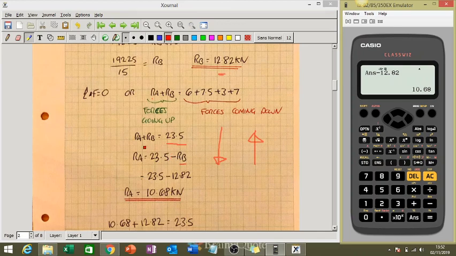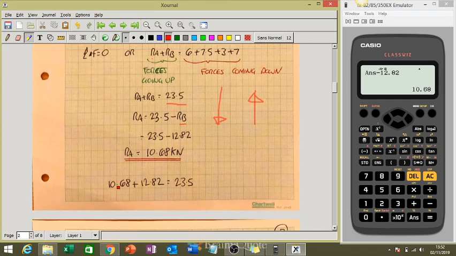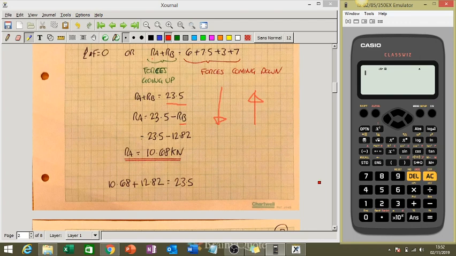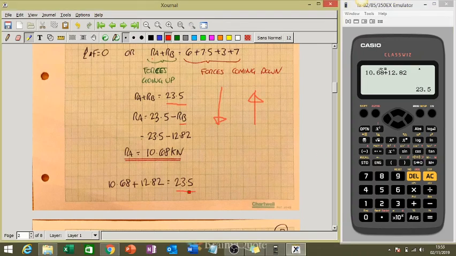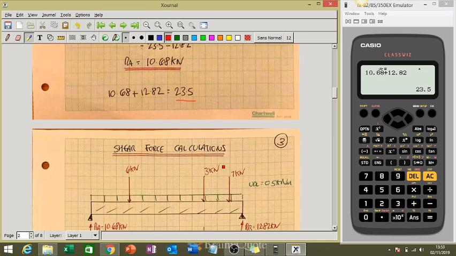So make sure you put it back in. Just to check, we know that that plus that has got to equal 23.5. So 10.68 plus 12.82 has got to equal 23.5, which it does. So we know the reactions.